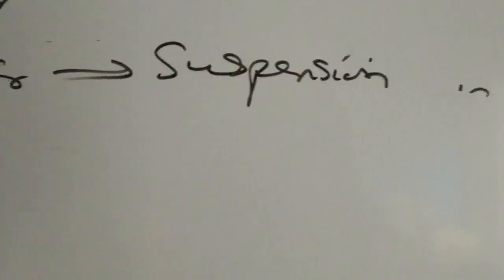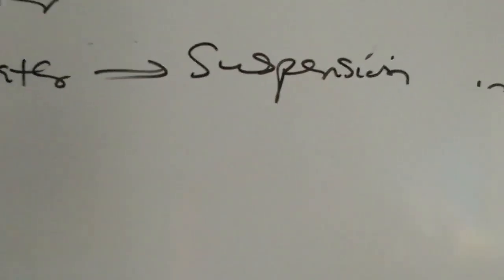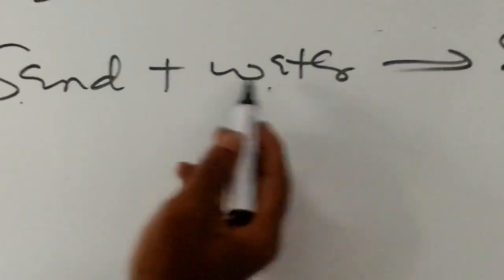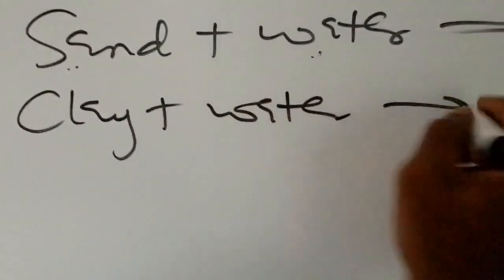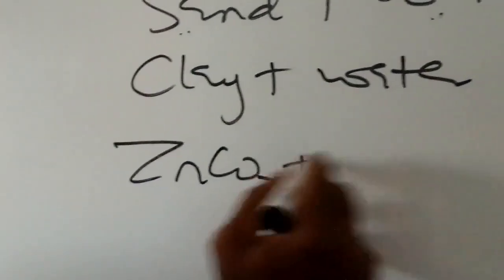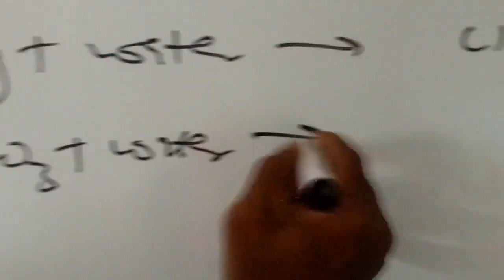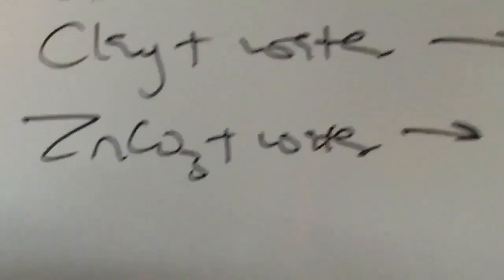Sand doesn't dissolve in water. So that is a heterogeneous mixture. So you cannot call sand a solute, neither can you call water a solvent, because you use the words solute and solvent when they dissolve in each other. Or you have clay plus water. Clay particles cannot dissolve in water. You have a suspension. You can have a salt like zinc carbonate and water. Zinc carbonate cannot dissolve in water. You have a suspension produced. So these are examples of suspension.